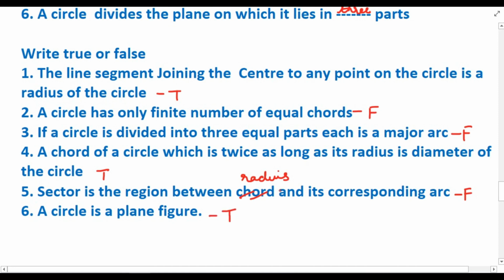So in this video we have seen what a circle is and the terms related with the circle.